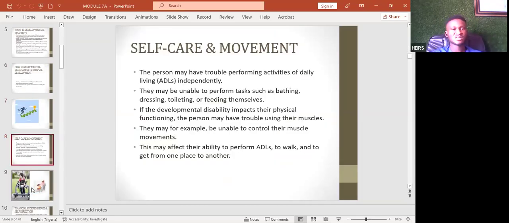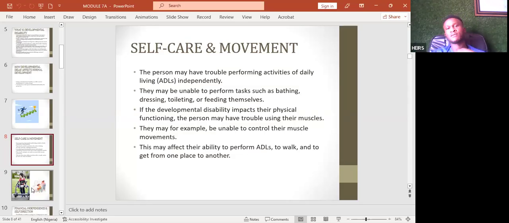Now, first is self-care and movement. So let's consider this type of developmental disability affecting the normal development of the person. First thing is self-care and movement. A person may have trouble performing activities of daily living, that is ADLs. When you say ADLs, it means activities of daily living.